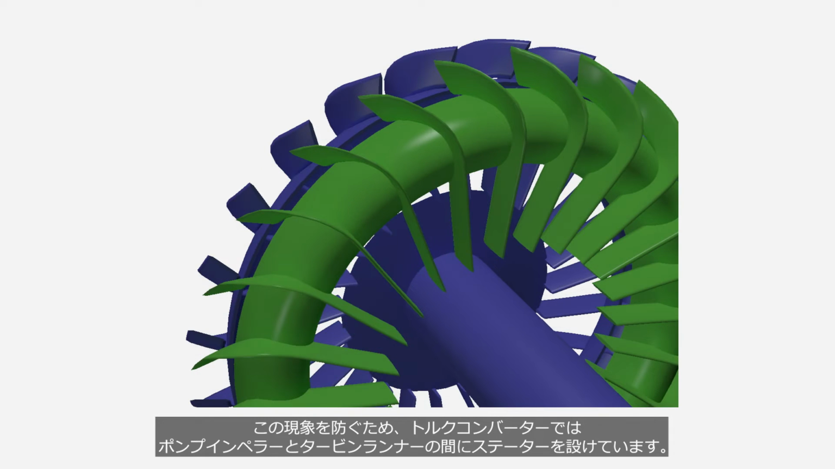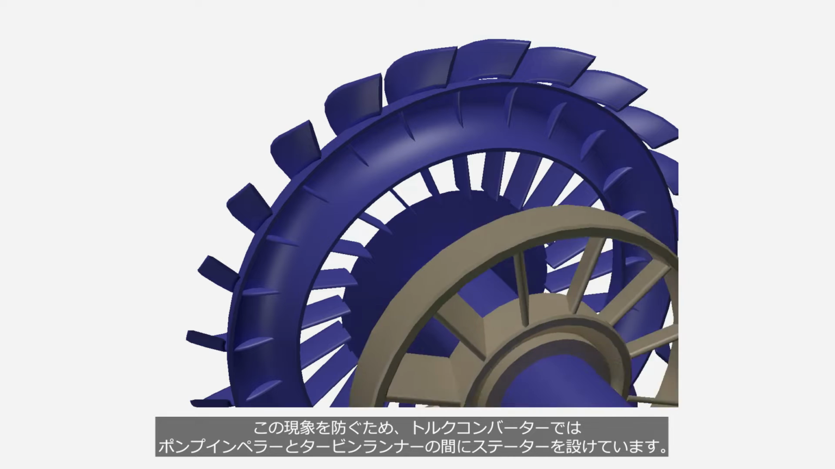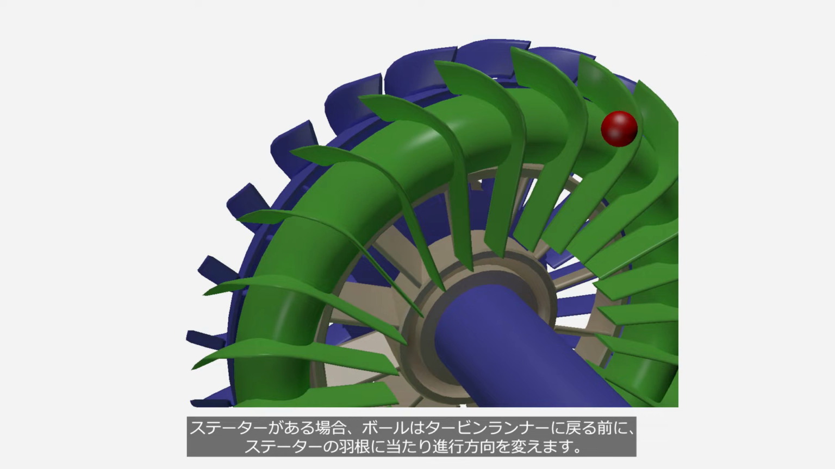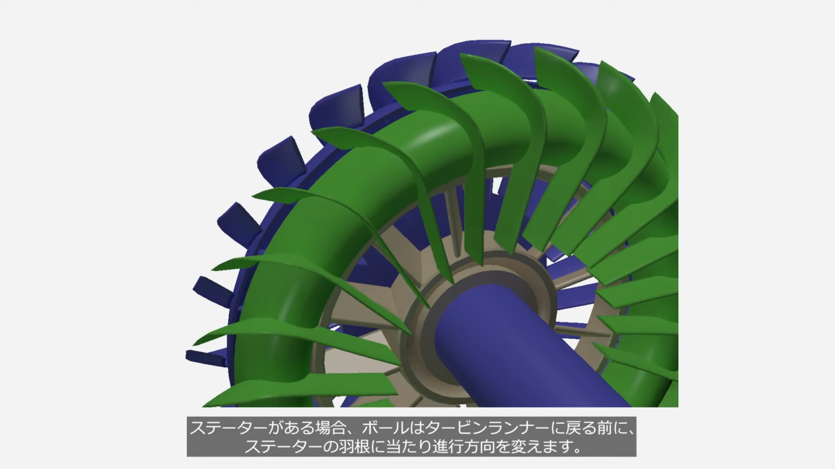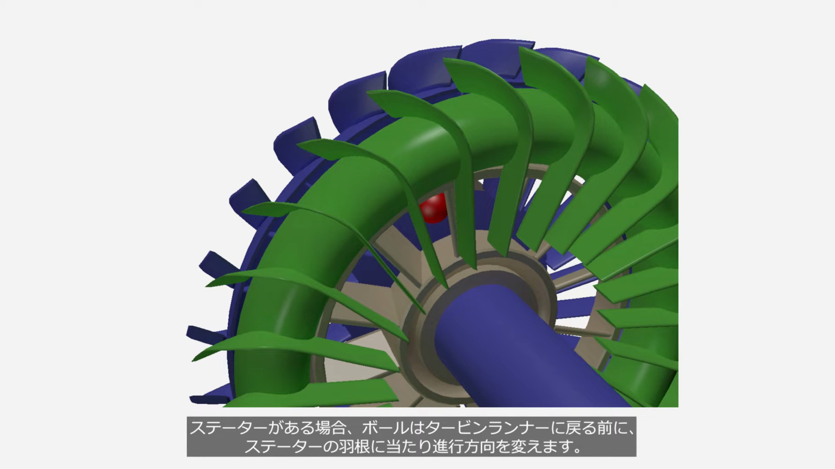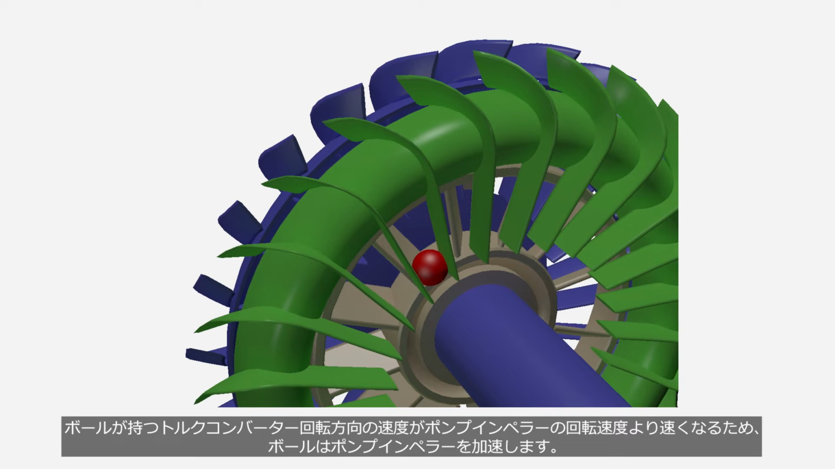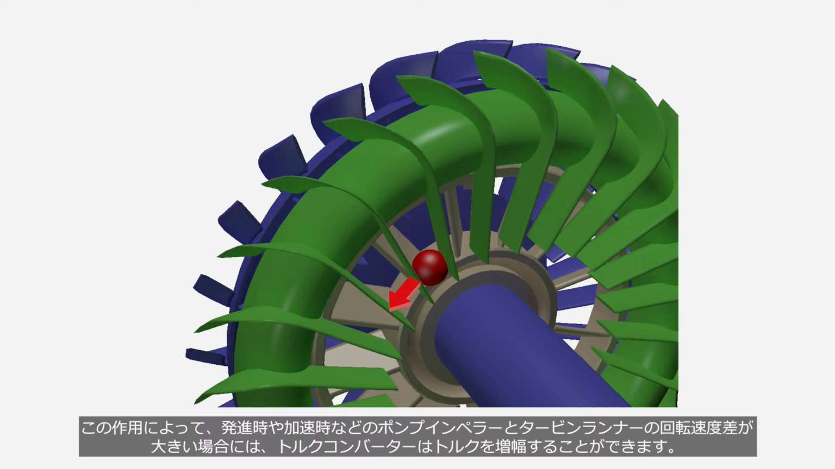To prevent this phenomenon, torque converters incorporate a stator between the pump impeller and the turbine runner. With the stator, the ball hits the stator blade and changes its direction before returning to the turbine runner. Because the ball's velocity in the direction of torque converter rotation is faster than the pump impeller's rotational speed, the ball pushes and accelerates the pump impeller. Through this, when there is a significant difference in rotational speed between the pump impeller and the turbine runner, such as during launch or acceleration, the torque converter can amplify torque.